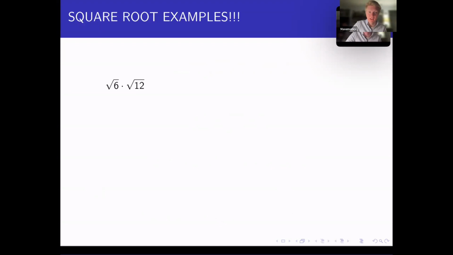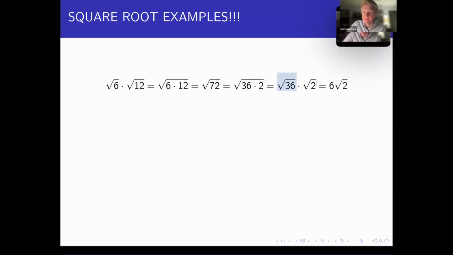Okay, some more examples. Square root of 6 times square root of 12. Well, this is a product. Why don't we combine it to square root of 6 times 12? 6 times 12 is 72. And what we're now looking for is a factor of 72 that is a perfect square. Well, you can think about it a little bit. What I'm thinking is that 72 is 36 times 2. Square root of 36 times 2 is the square root of 36 times the square root of 2. And we can say the square root of 36 is 6.